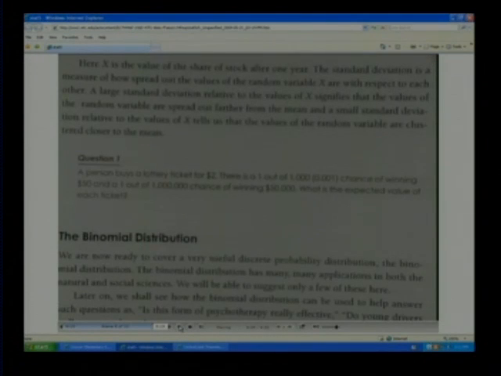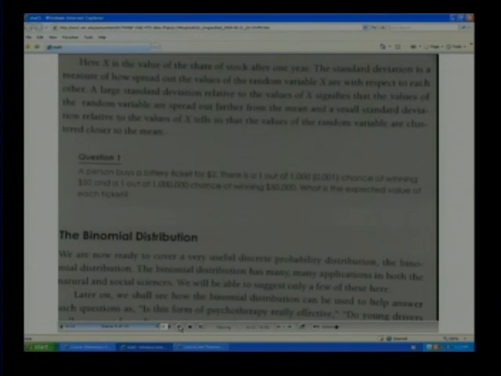Okay, so let's go back to the video and pick up from where we left off. Another type of question that will be covered in this chapter, let's look at it right quick. A person buys a lottery ticket for $2. There's a 1 out of 1,000 chance of winning $50 and a 1 out of 1,000,000 chance of winning $500,000. What's the expected value of each ticket?